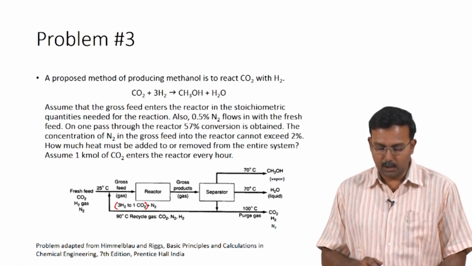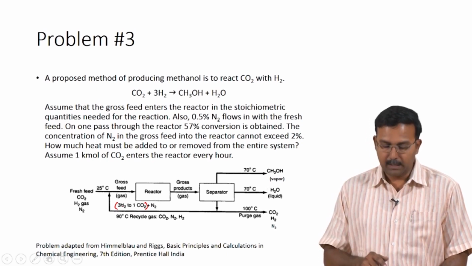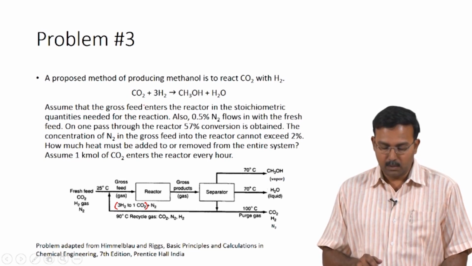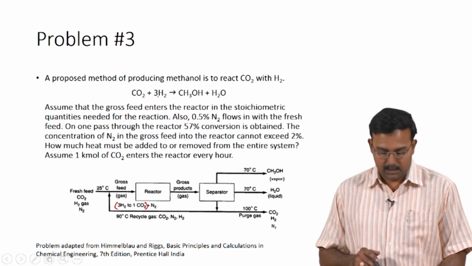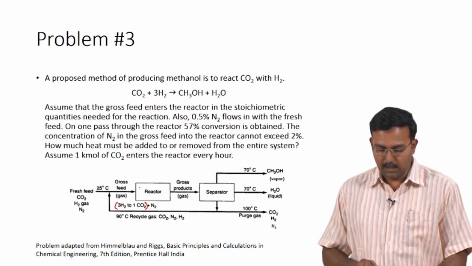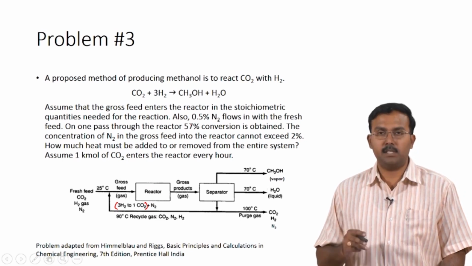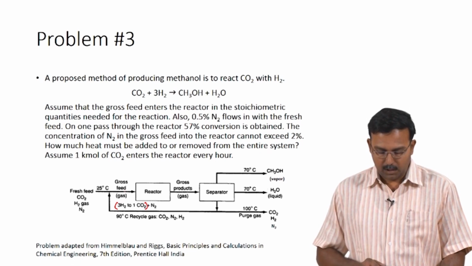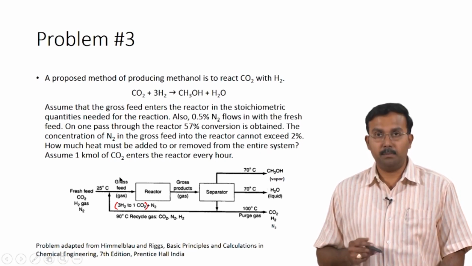It has been told that the gross feed enters the reactor in the stoichiometric quantities needed for the reaction, and based on the reaction equation we know that for every mole of carbon dioxide there are 3 moles of hydrogen required. So, that would be the ratio which has been given here, and this gross feed enters the reactor where 57% conversion for a single pass is obtained. So, the gross feed, if you were to take reactor as the system, then you would have 57% conversion.